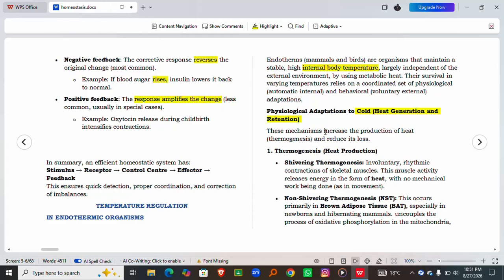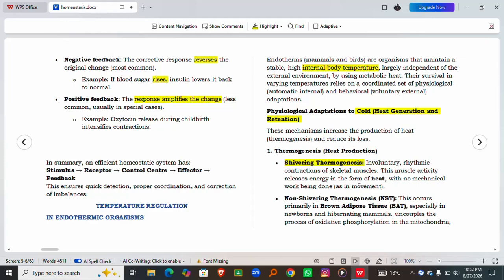So this mechanism helps to increase the production of heat, which is sometimes called thermogenesis, and reduce its loss. So we are looking at thermogenesis, heat production. The body can shiver, something we call shivering thermogenesis. Shivering thermogenesis is the generation of heat in the body by rhythmic muscle contraction.